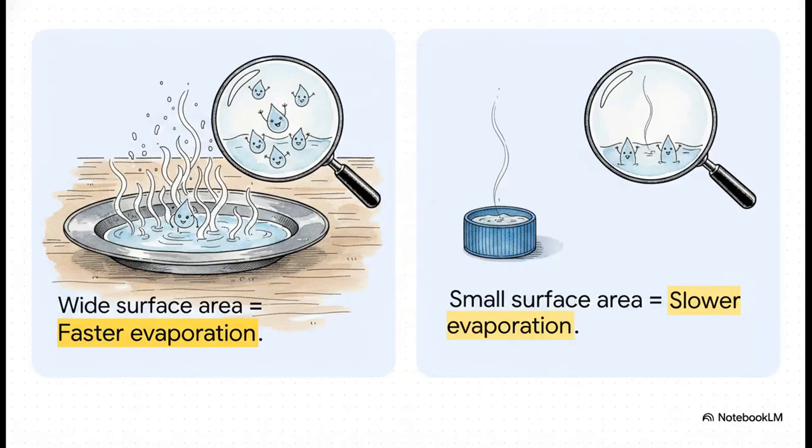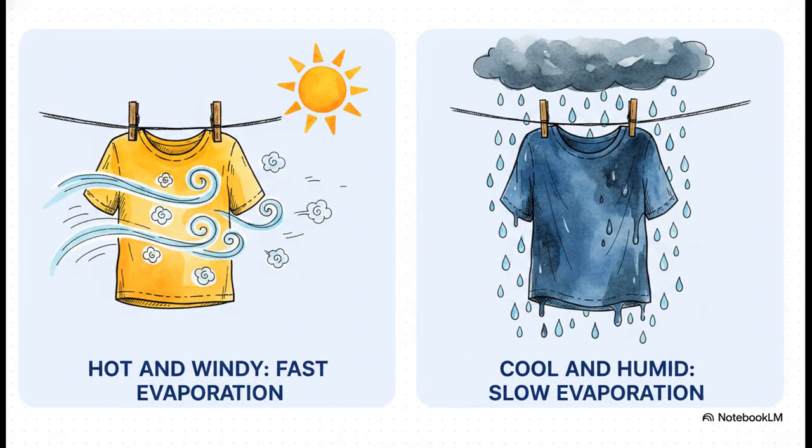But here's the thing. Evaporation doesn't always happen at the same speed. Imagine we do a group experiment right now. We pour the exact same amount of water onto a wide steel plate and into a tiny, narrow bottle cap. What happens? Well, the water on the wide plate is going to disappear way, way faster. Why? Because evaporation only happens at the surface. So, a bigger exposed area means way more water molecules are touching the air, which lets them escape into vapor much faster.